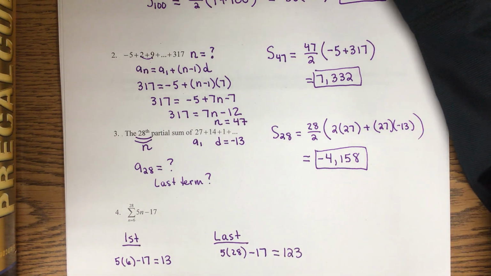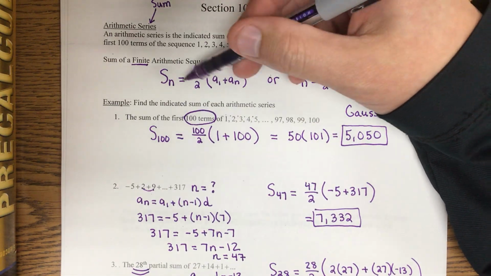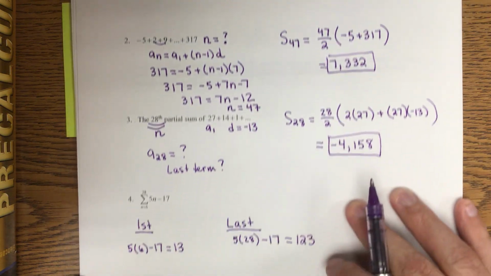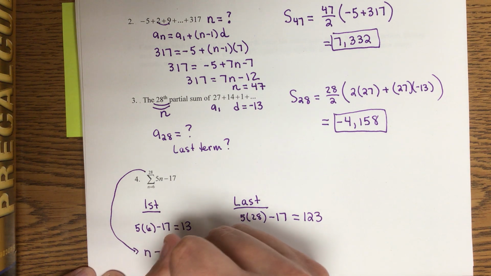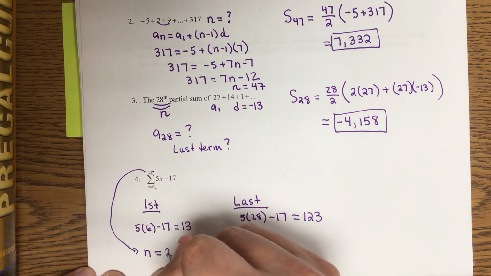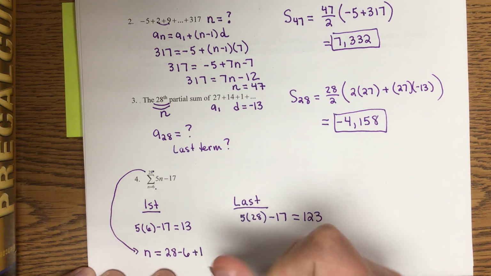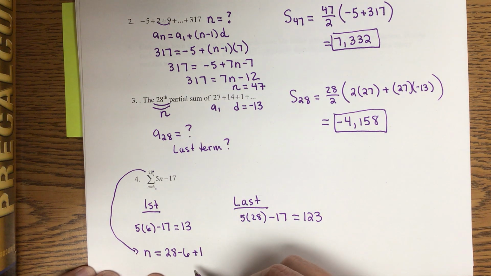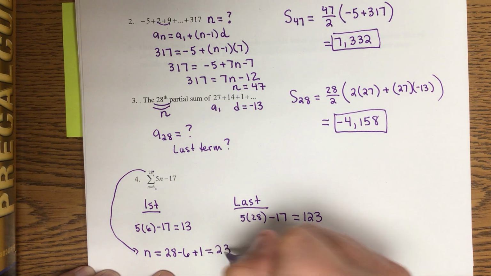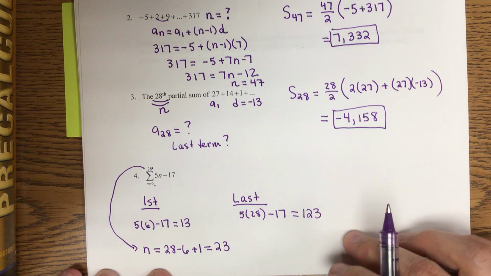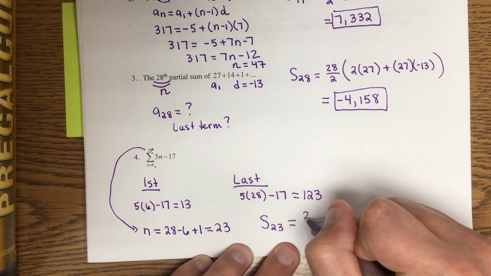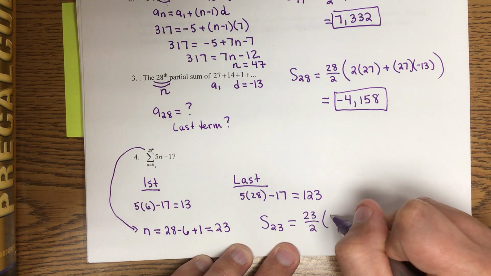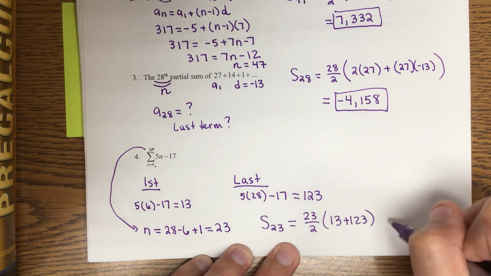So really the only thing that I'm missing here is the n value to use this first formula. And so the n value, if you recall, can be found by taking 28 minus 6, but you have to add 1 back to that result. Okay, so 28 minus 6 is 22. Add 1 is 23. So I talked about that rule previously. So then the sum of the first 23 terms is 23 over 2 times 13 plus 123.